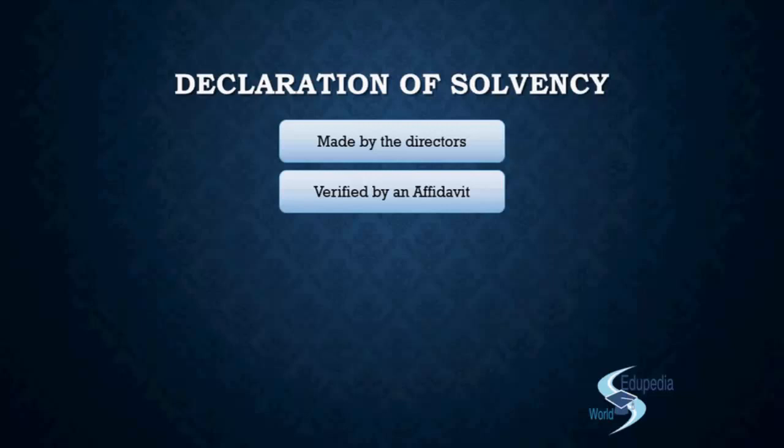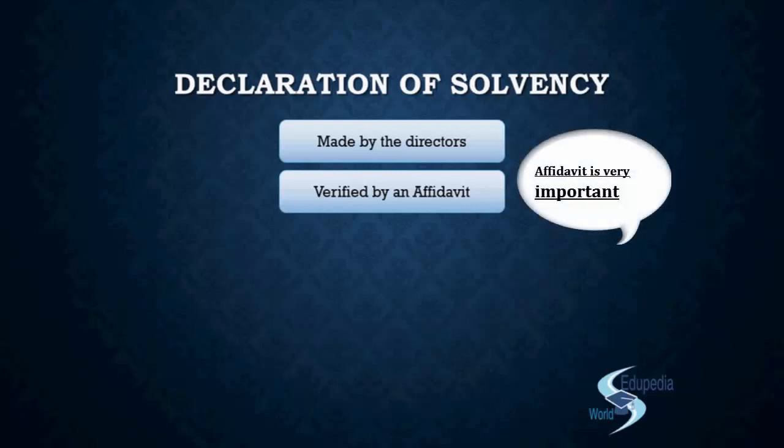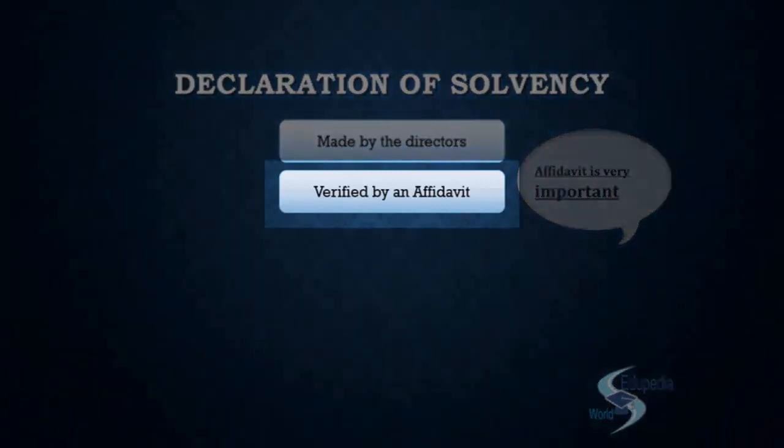No, the report can be fraudulent, the report can be manipulated, right? But if you give an affidavit, you are legally bound. Now if something goes wrong, you can be charged for that. That is why an affidavit is very important to verify the declaration of solvency, right?